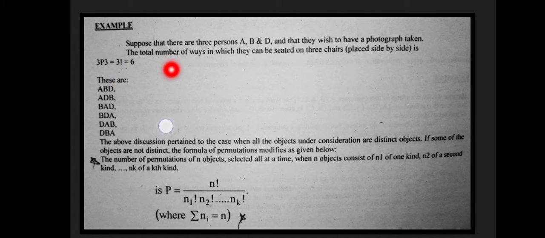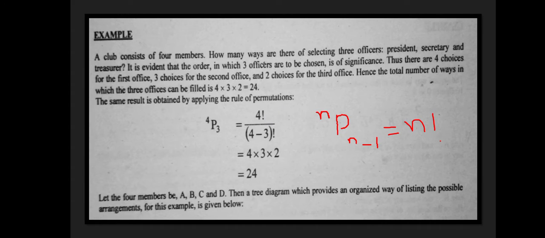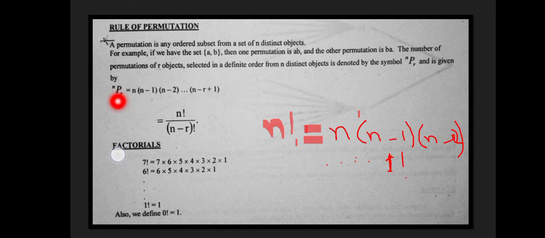The number of ways are ABD, ADB, BAD, BDA, DAB, and DBA. The above discussion pertains to the case when all the objects under consideration are distinct objects. Now we know that if we are studying distinct objects, the objects are unique and different from one another, then we will use the formula nPr is equal to n factorial divided by n minus r factorial.